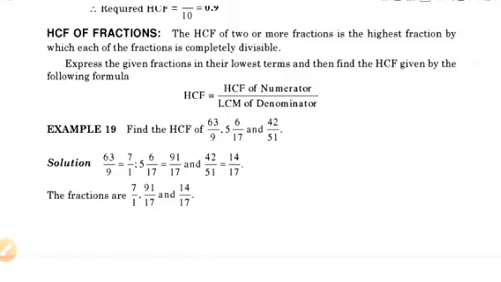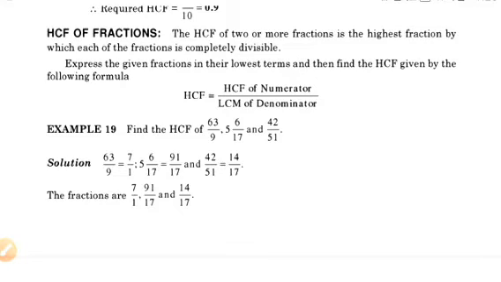For example, in example number 19, we are given the numbers 3, 63 by 9, 5 whole 6 by 17 and 42 by 51. So 63 by 9 can be further simplified into the lowest terms 7 by 1. 5 and 6 by 17 can be written as 91 by 17, and 42 by 51 can be written as 14 by 17 because it is divisible by 3.